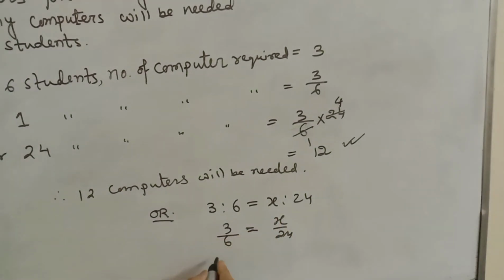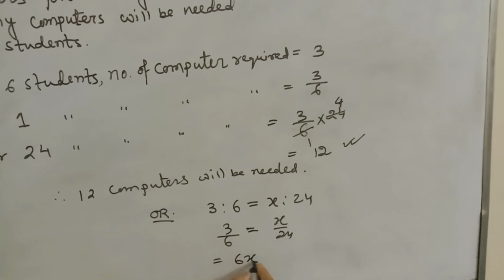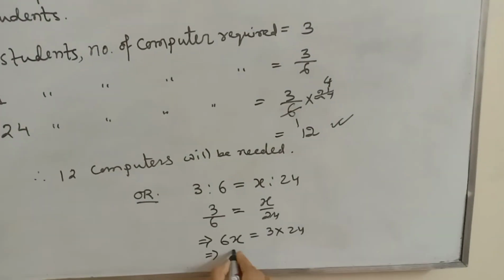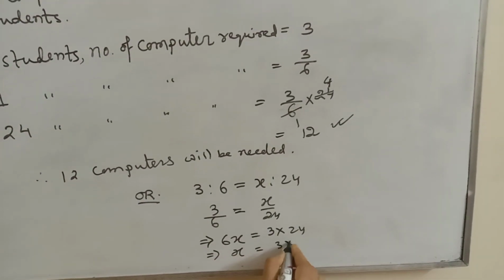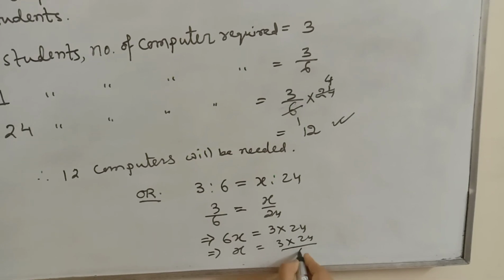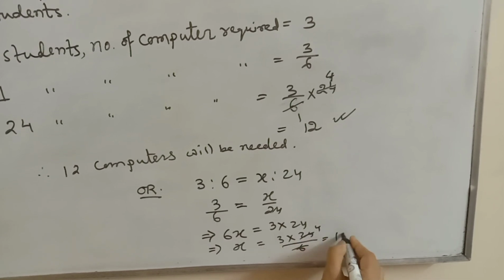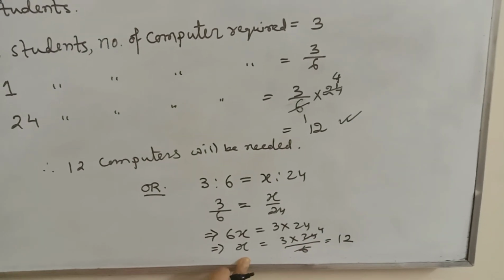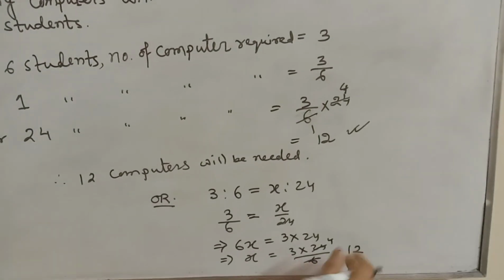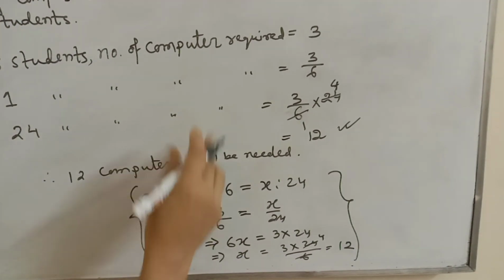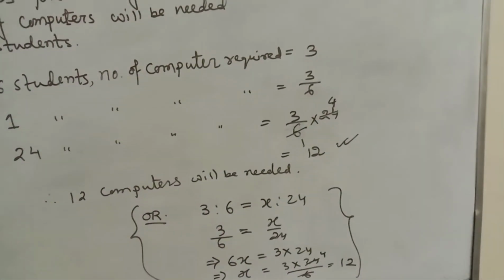Now 6 into x, it will be 6x, and 3 into 24. To find the value of x, what will we do? 3 into 24 by 6 equals 4 times 3, 12. 6 4s are 24. 4 into 3, 12. So the number of computers will be 12. This is another alternative way. Which one will be easy for you, you can do. Thank you, students.